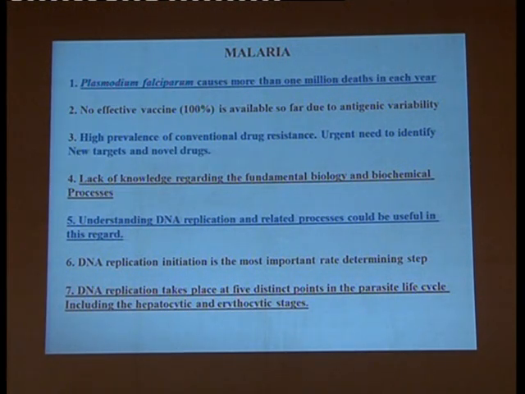There are 17 genes required, and people are now trying to put all those genes in yeast to see whether they can make artemisinin. But I think we are far from reality. Probably this is due to lack of knowledge of basic biology and biochemical processes. So we thought understanding DNA replication, how the parasite multiplies, would be a good approach. If you can understand how the parasite's DNA replication takes place and what molecules are involved, maybe you can come up with some intervention processes.